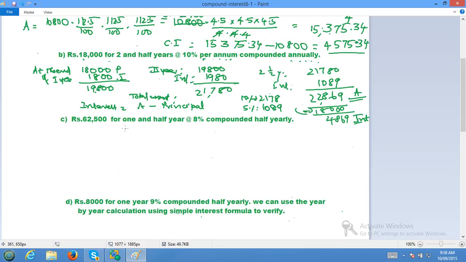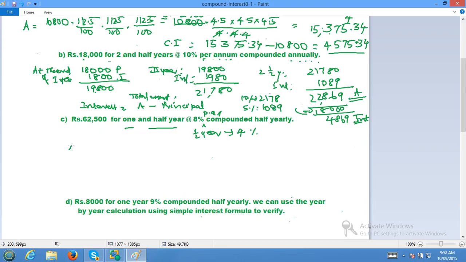See, in this, 1.5 years, you can take it as 3 half-years, at the rate of 8%. I have to add one more thing: this 8% is per annum. Wherever it is not said, it is per annum. Compounded half yearly. Please take it as 8% per annum. So for a half year, the interest will be 4%.